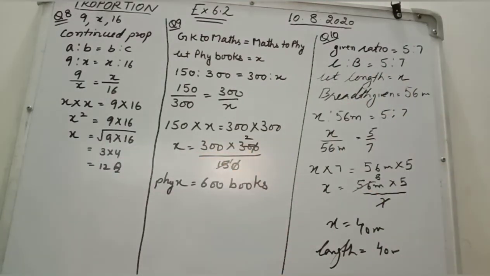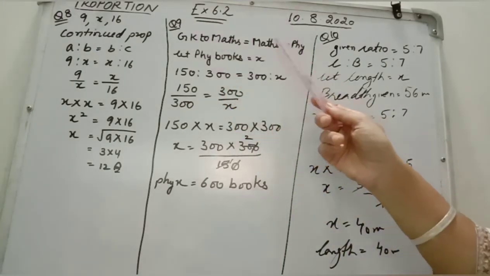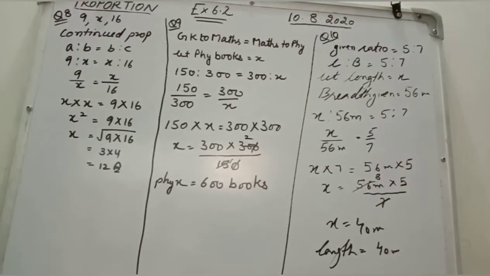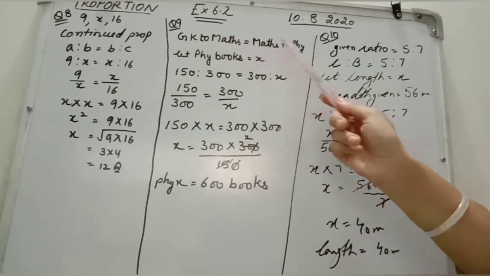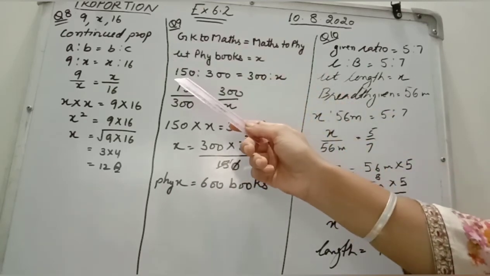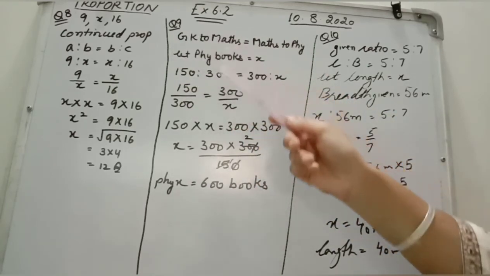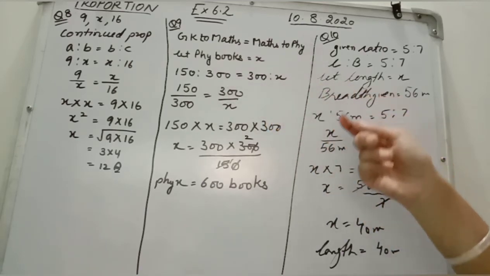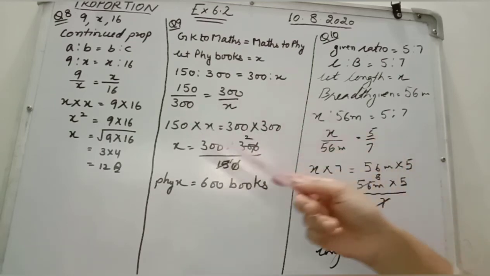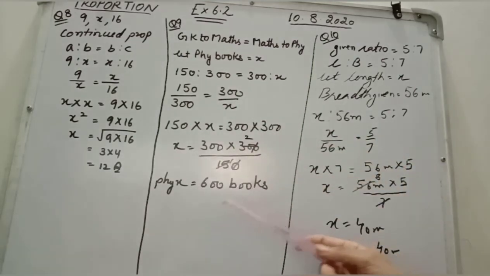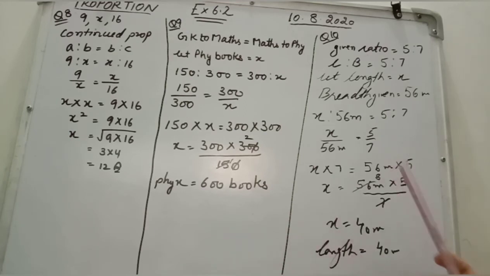In the question number 9, GK books are given to you, maths books are given to you, and we have to find out the physics books. It is given to you in the question GK to math, math to physics. 2 means here ratio, okay. So let physics books is x. So we write GK to maths, maths to physics. GK books are given to you 150, ratio maths books 300 and physics books x. Again 150 over 300, 300 over x. Cross multiply, x move other side. After cutting we get physics books is equal to 600.